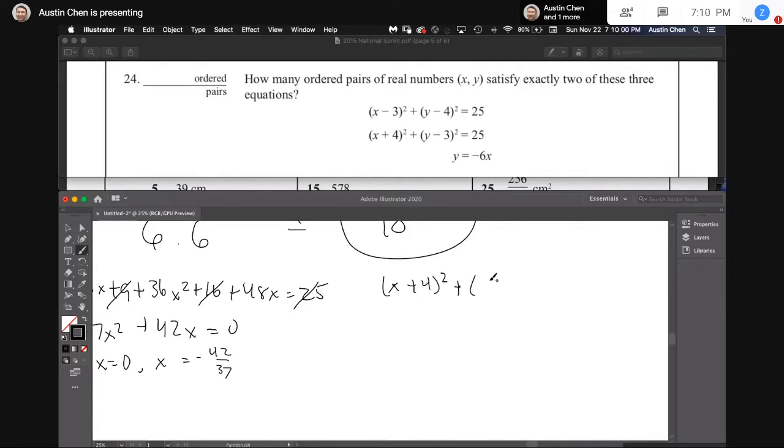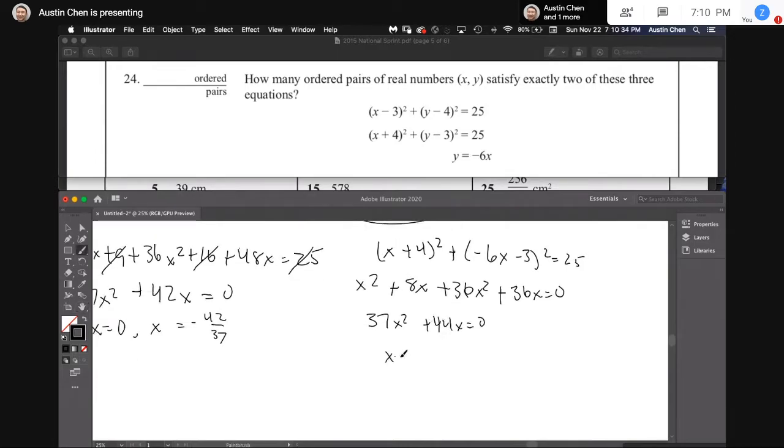Okay. Lastly, we have the second equation and the last equation. Just plug in y equals negative 6x. Then we have x squared plus 8x. And the 4, the negative 3, and the 25 will cancel out. So we just have plus 36x squared. And then we have plus 36x equals 0. Then we have 37x squared plus 44x equals 0. Okay, then we have x equals 0 and x equals negative 44 over 37.